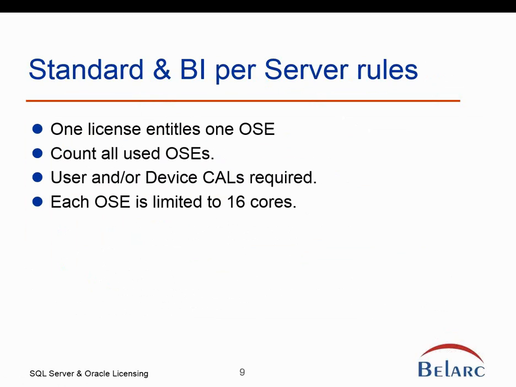So both the standard and the business intelligence, when licensed per server, follow exactly the same rules, so they're together here. You license it by OSE, so you have to get one license for each OSE, and that could be a physical or a virtual or a bunch of virtuals. Basically you just count all the OSEs that you're using, meaning you have SQL Server running in that OSE, and that gives you the number of licenses. And of course you have to get device CALs, or user and device CALs.